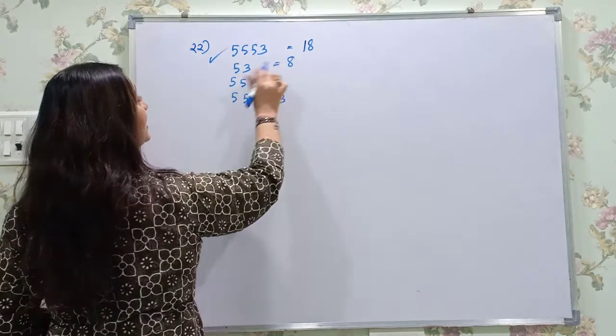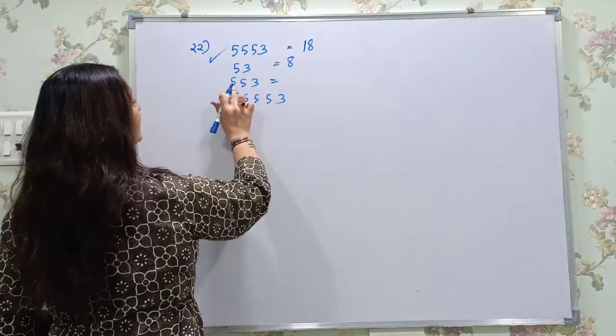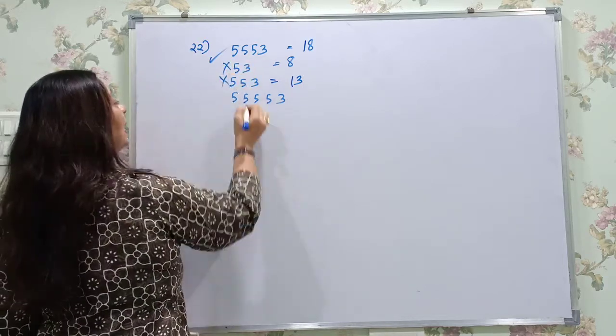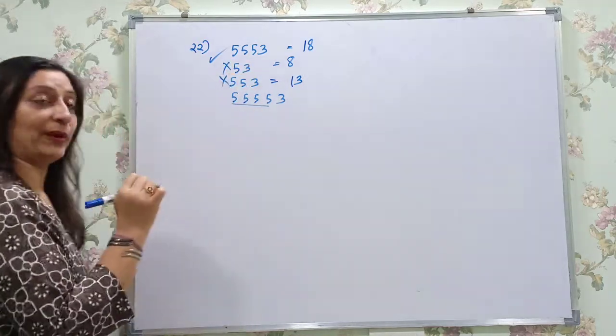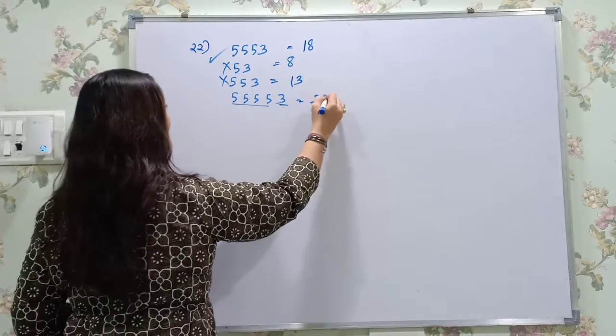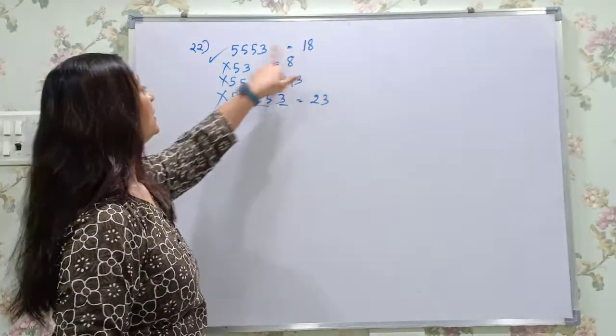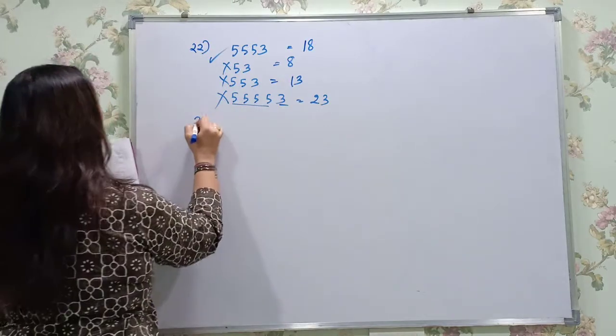This sum is 8, 8 is not divisible. This is 5 plus 5, 10 plus 3, 13. 13 is also not divisible. Let's check this: 5 into 4 is 20 and 3 is 23. So even 23 is not divisible. So what is the number divisible by 3? 18. So this number is divisible, right?